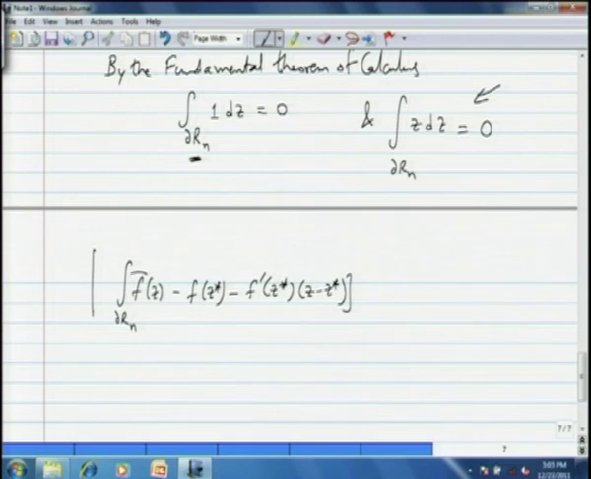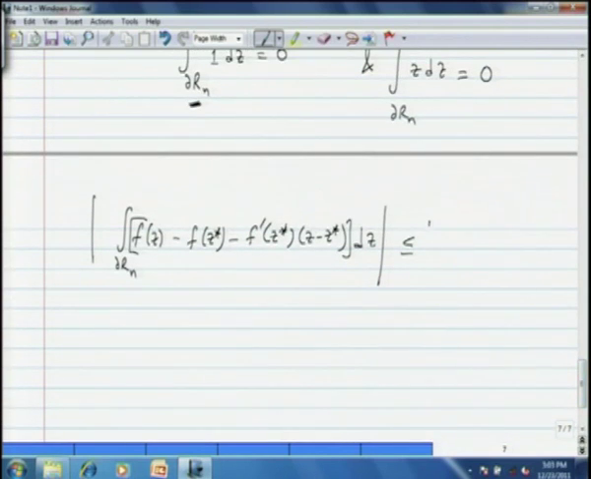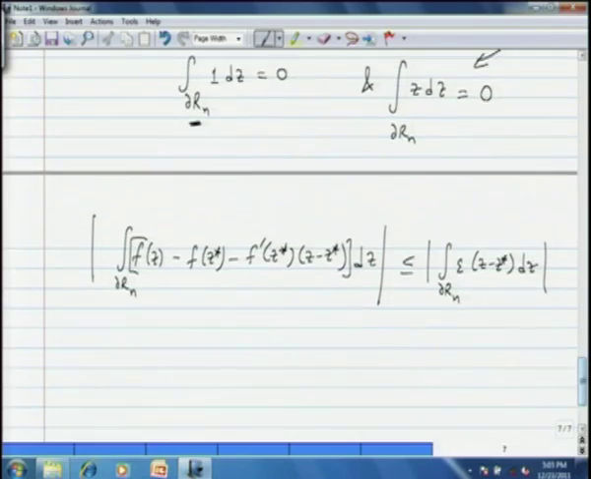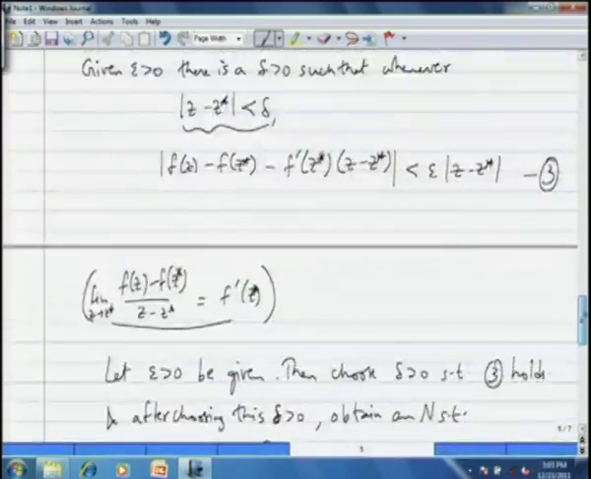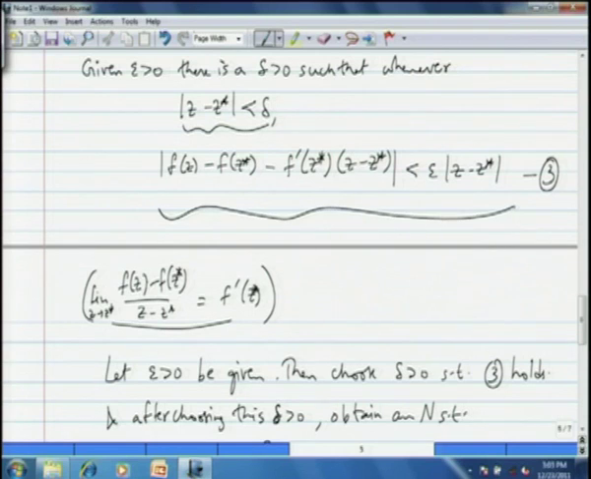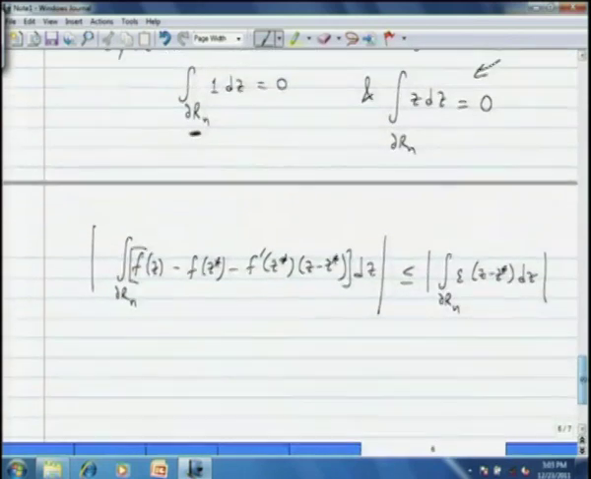Okay. So, all this dz is less than or equal to the modulus of the contour integration on the boundary of R n of epsilon times z minus z star dz. And this inequality is right from here, 3. I am using 3, and then I can conclude this thing here.